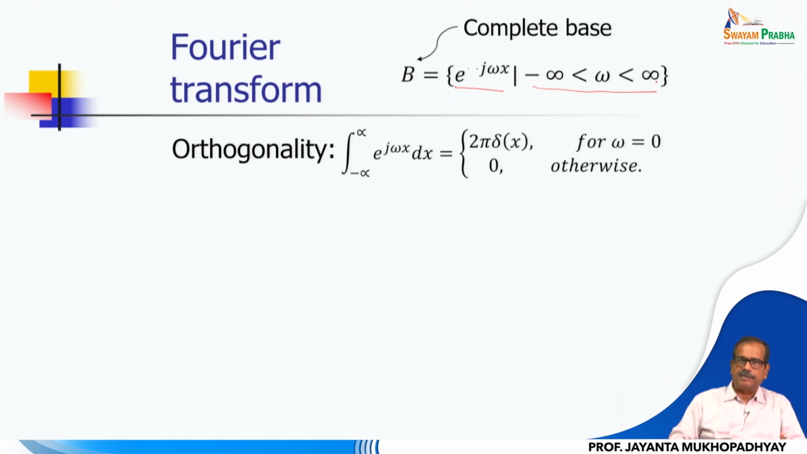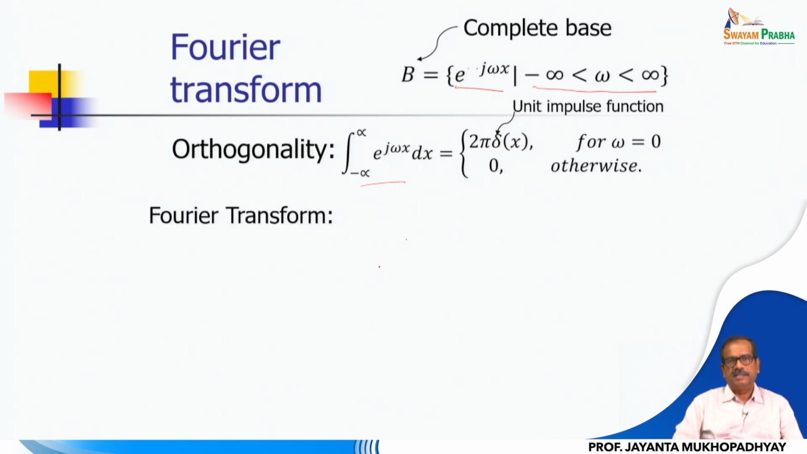And the orthogonality property of this function is given by this particular expression. We can show that the inner product of any two distinct sinusoids would be 0, or otherwise it would be 2 pi delta naught. So that is the orthogonality property. And delta is a unit impulse function, just to explain that part.